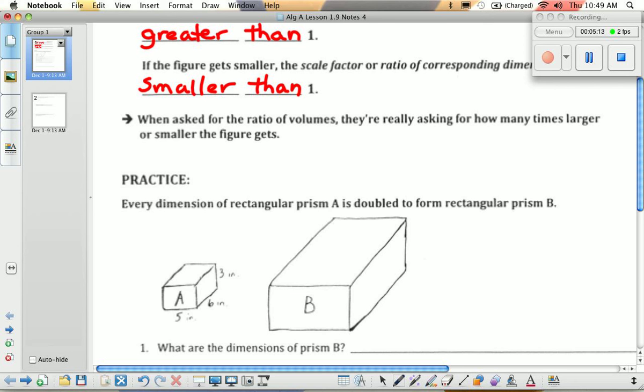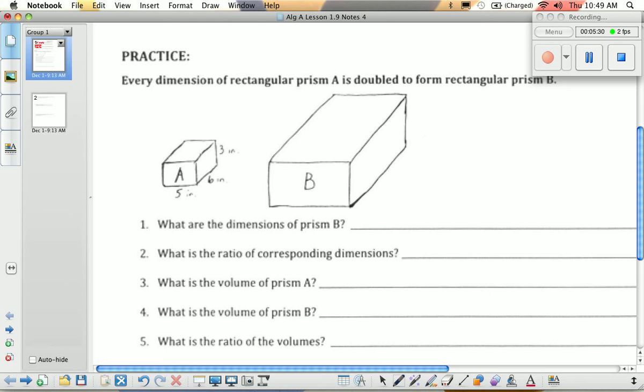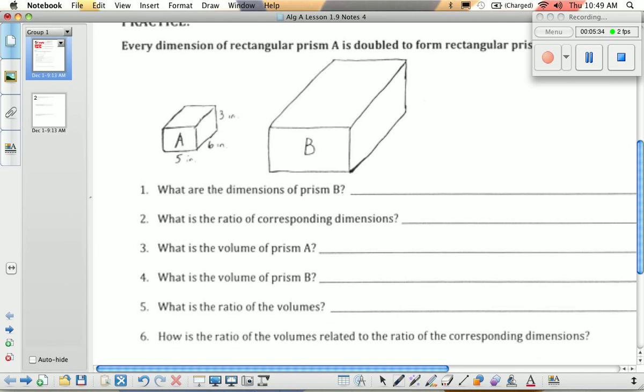The ratio of the areas is the scale factor times itself. And the ratio of the volumes is the scale factor times itself 3 times. So that's just a summary of what we should have found through all of these explorations that we did. Okay, let's work with a three-dimensional object here.